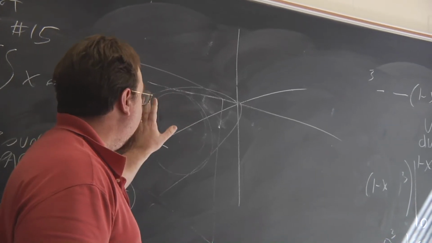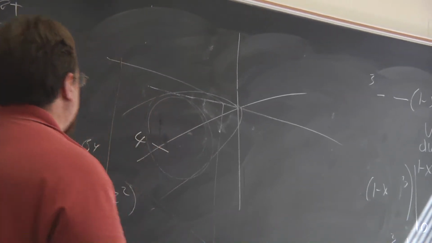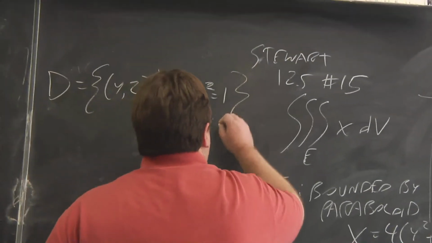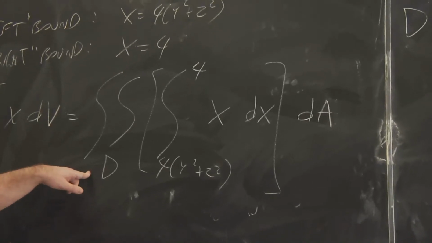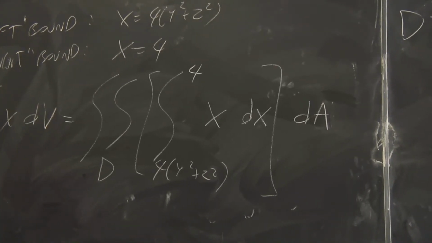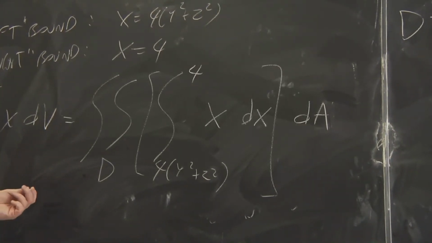The plane meets a paraboloid, we get this circle, y squared plus z squared is equal to 1, and that gives us a region D over which we'll evaluate a double integral.